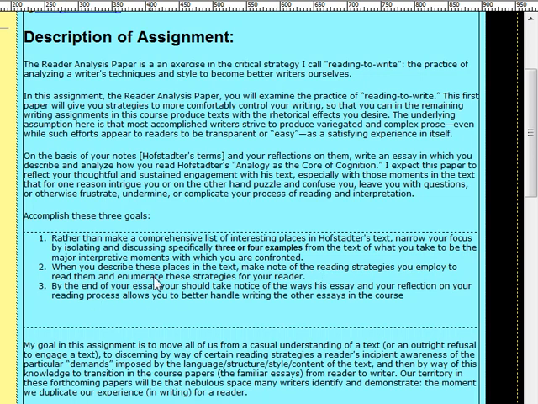So when you describe these places in the text, make note of the reading strategies you employ, like writing in the margins and so forth, the kind of strategies you learned in high school, to read and enumerate these strategies for the reader. You are not going to analyze his text, not the content, but analyze the way you read the essay.